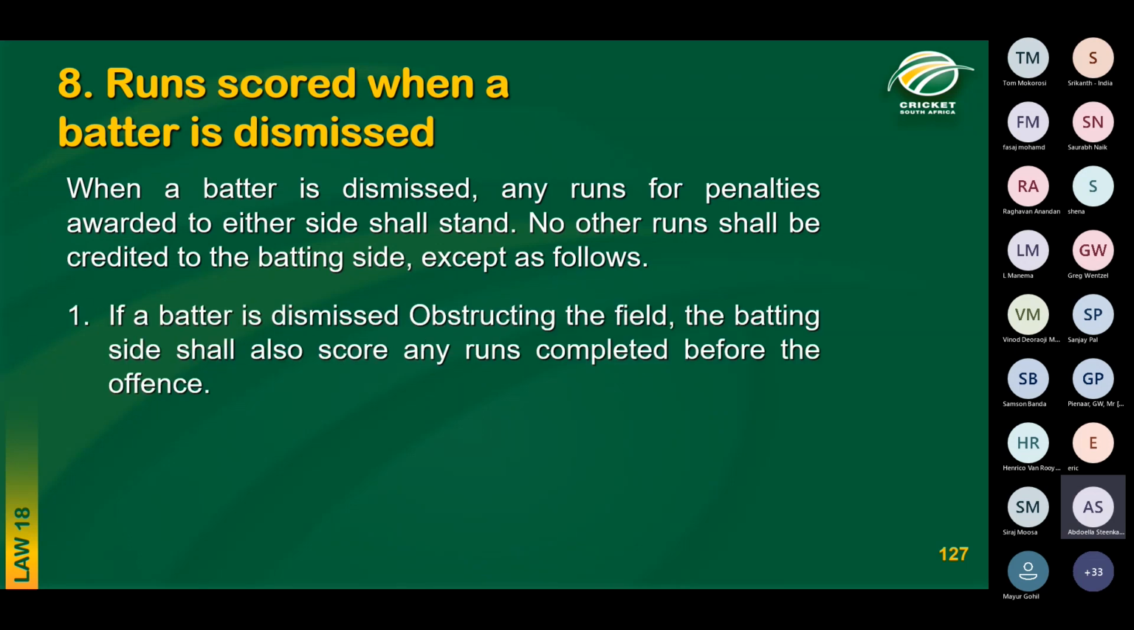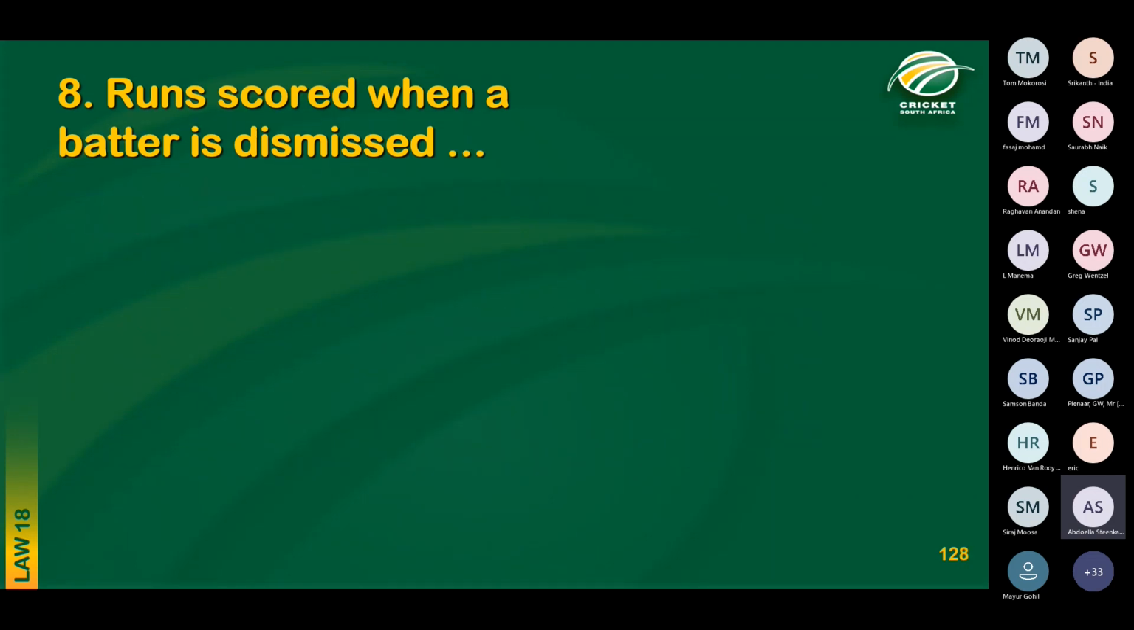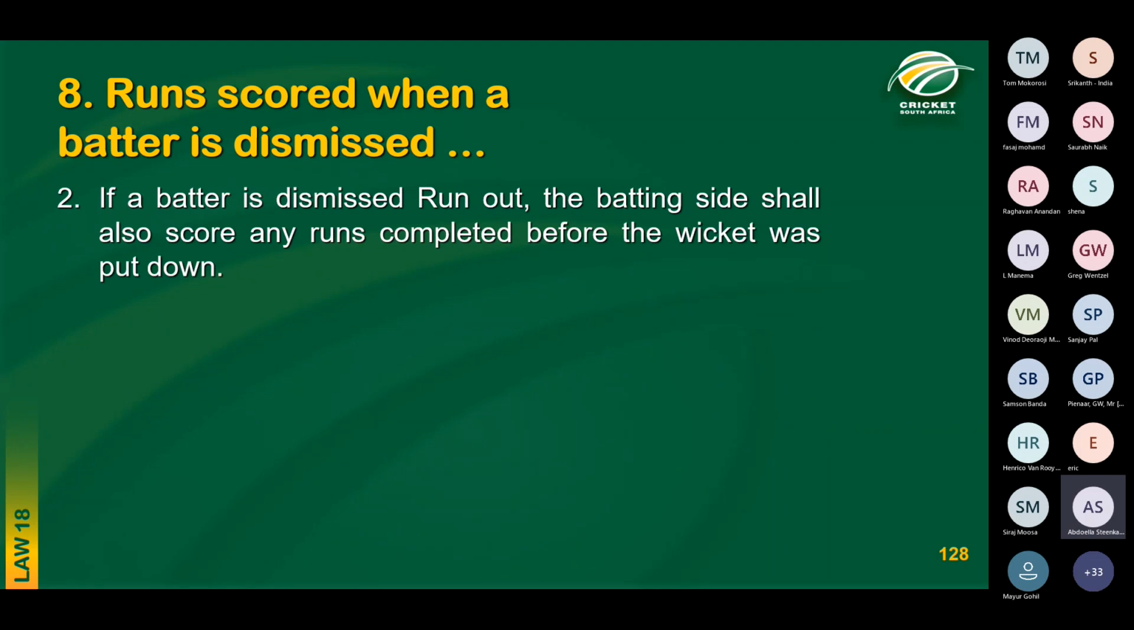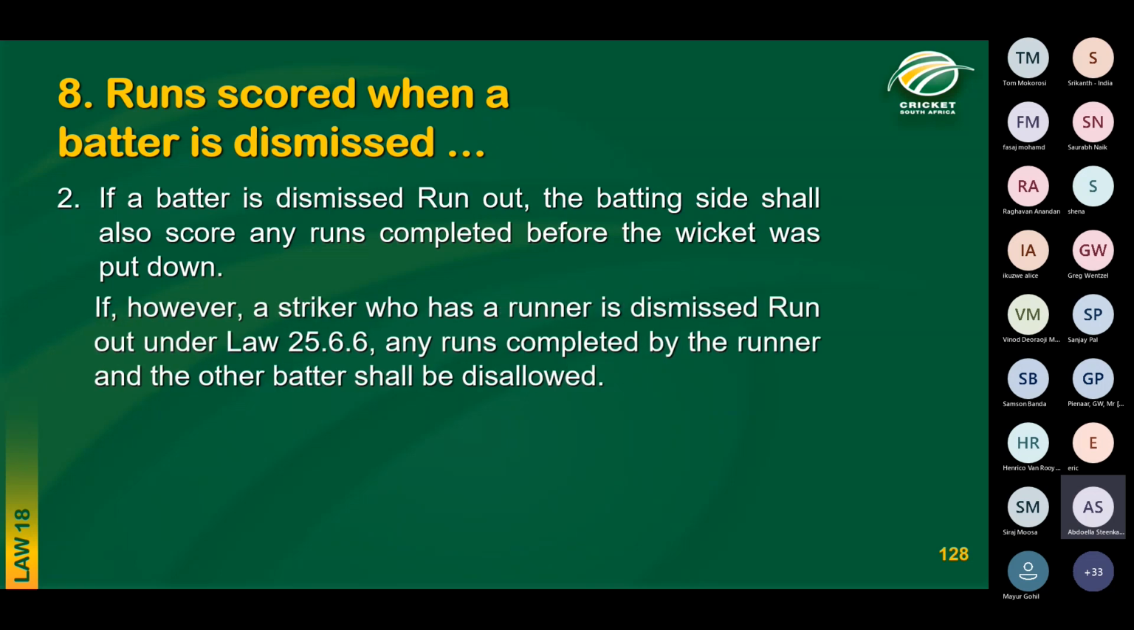No other run shall be credited to the batting side except if a batter is dismissed obstructing the field. The batting side shall score any runs completed before the offence. We will cover obstructing the field in later laws. However, if the obstruction prevents a catch from being taken, no run shall be scored other than penalties. If a batter is dismissed run out, the batting side shall be credited with the runs completed before the wicket was put down.